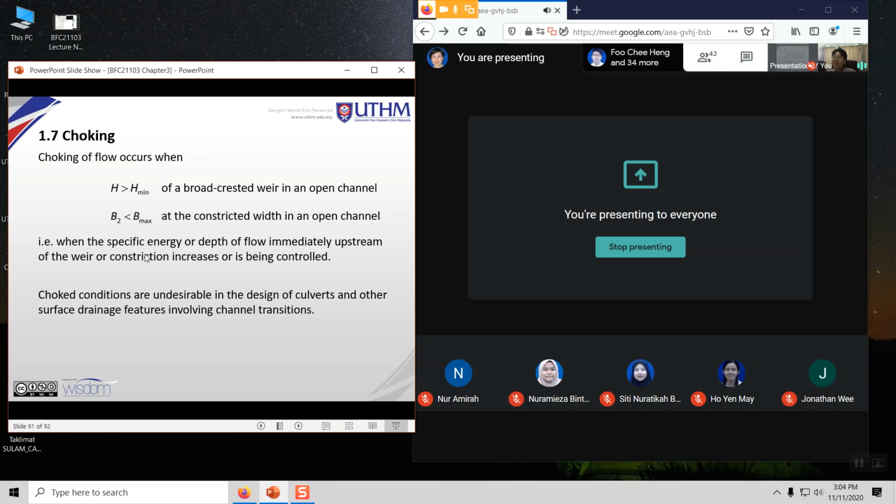And then the last slide talks about choking. I mentioned it earlier that choking is when the flow cannot flow through. That's why you have a backup of water behind, upstream. So that is known as choking, which occurs in case 3 when flow goes over a broad crested weir and when flow goes through a constriction. Alright, I'm going to end my class, because it's too long for us already. I think you would lose focus already by now.